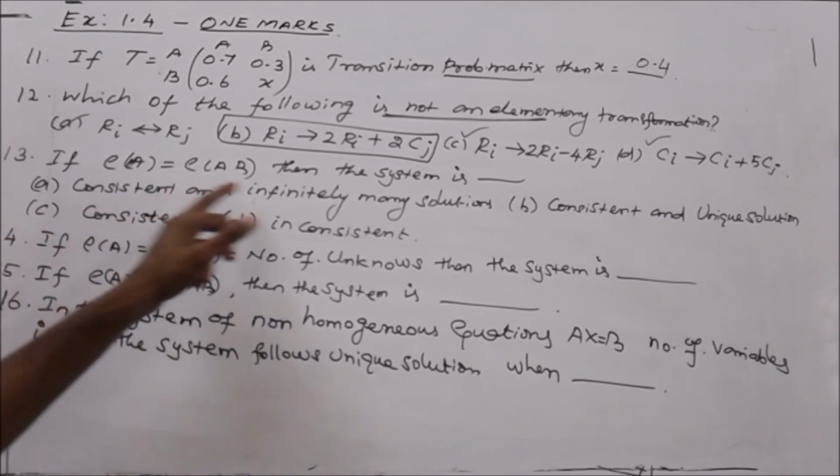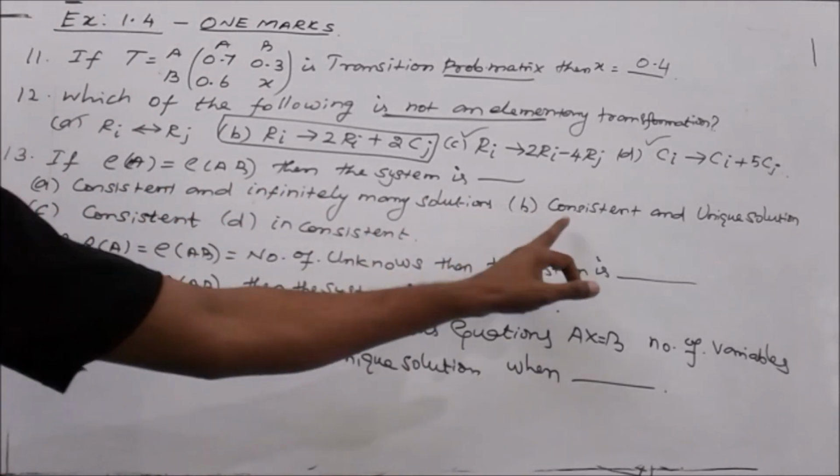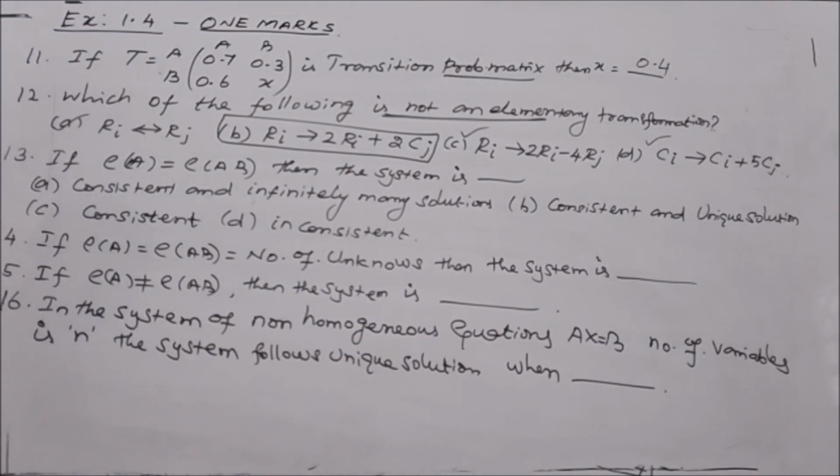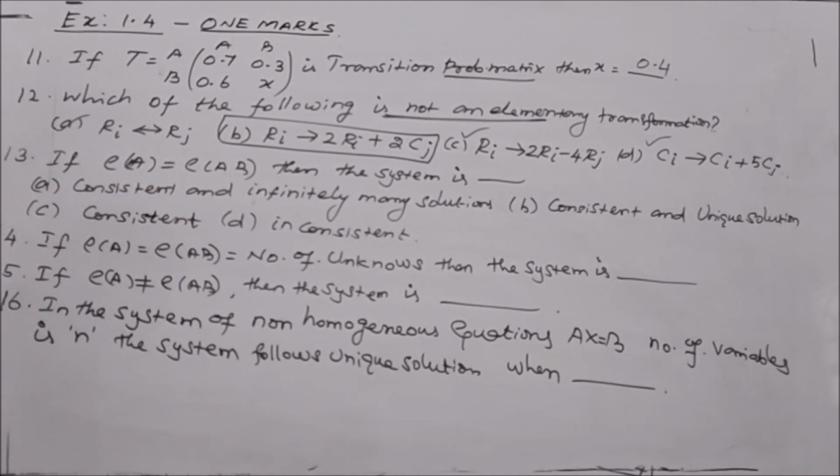Option A is consistent and has infinitely many solutions. B is consistent and has a unique solution. Option C is consistent. Option D is inconsistent. Can you predict the answer? If rank of A equals rank of AB, then the system is dash.